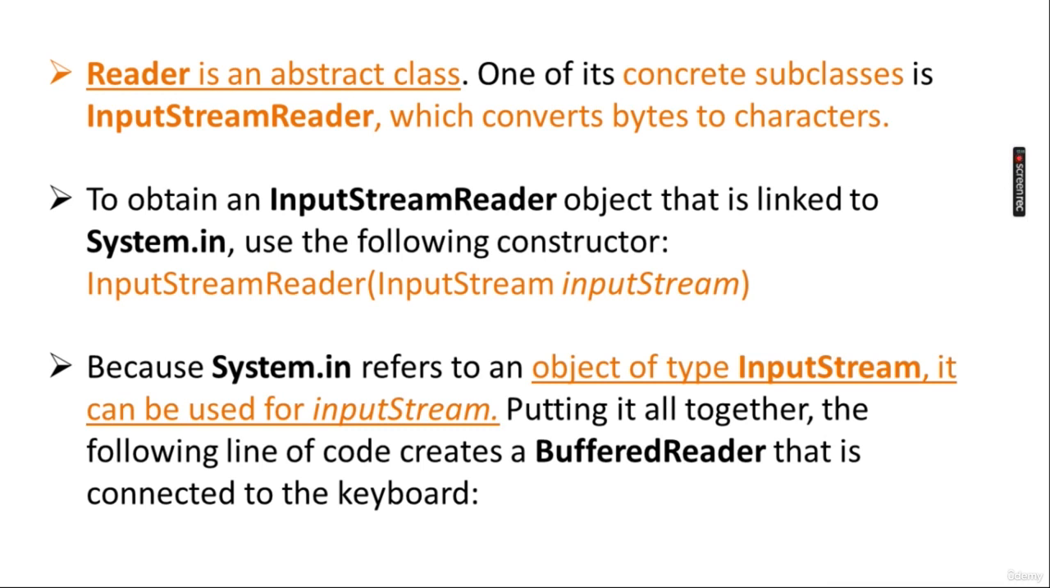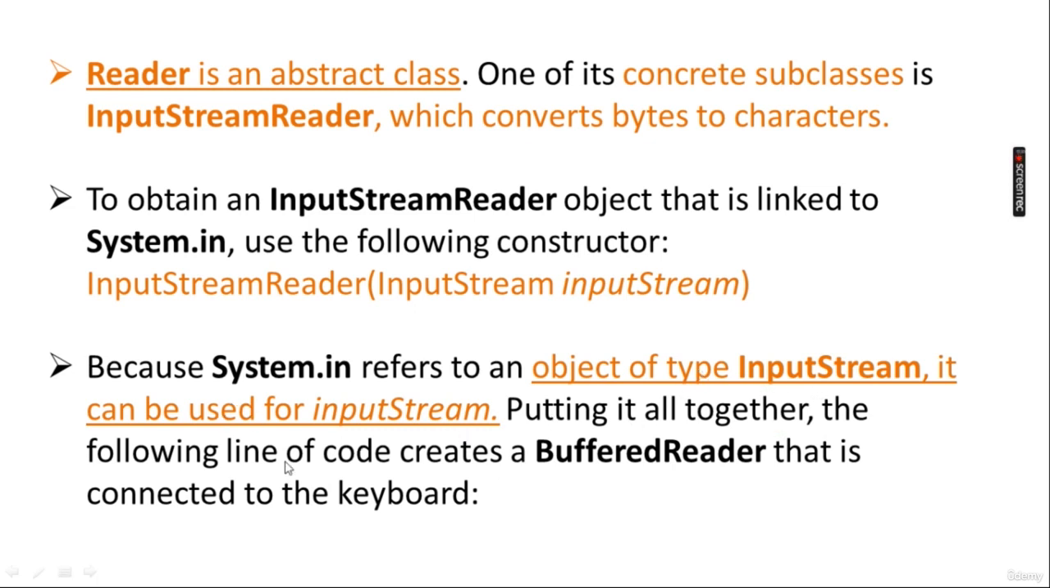So to obtain the InputStreamReader object that is linked to System.in, how will you do it? InputStreamReader in brackets System.in. You will specify System.in in the brackets, because System.in refers to an object of InputStream, so it can be used for the input stream.